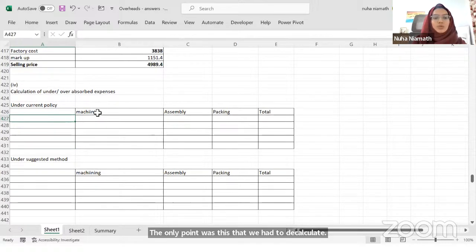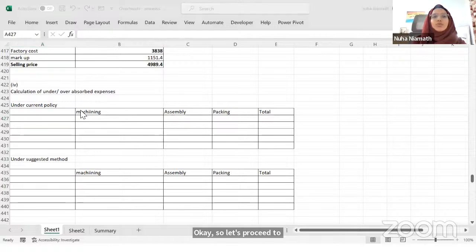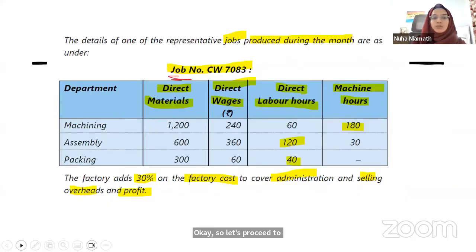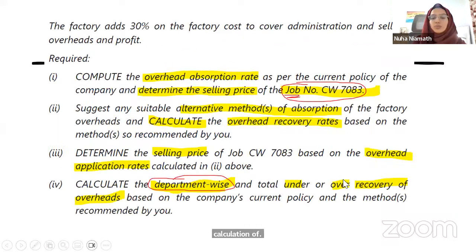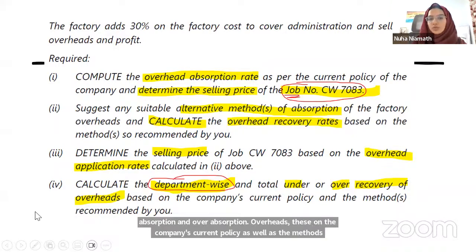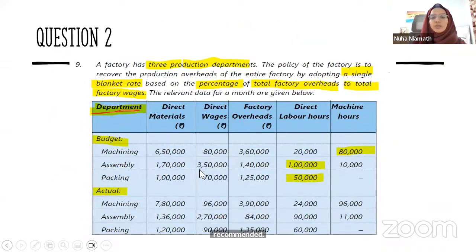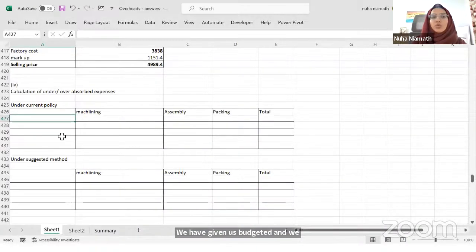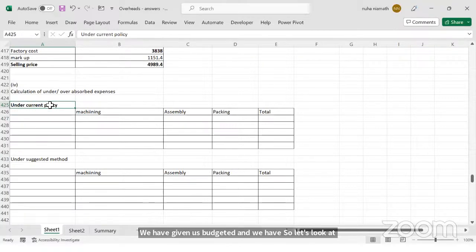Okay, so let's proceed to the fourth part, which is the calculation of under absorption and over absorption of the overheads based on the company's current policy as well as the methods recommended by it. But here it is not for the job, it is for the department. So if you go back to the department, they have given us budgeted and they have given us the actual. So let's look at what is the absorbed amount under the current policy. Current policy is basically the 1.25 times.